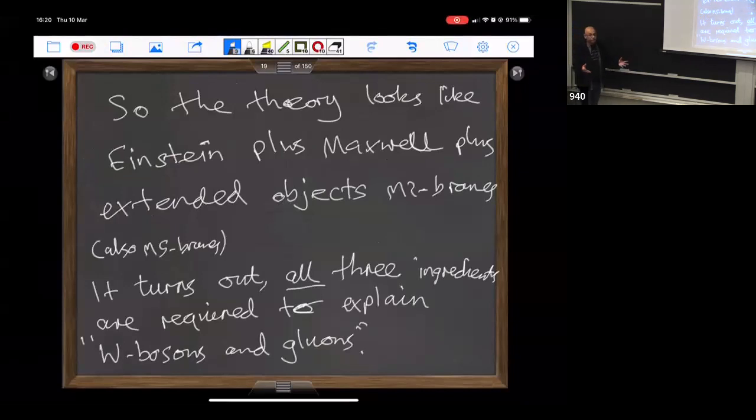Okay, so we've learned something new that we didn't know before, which is that this theory looks basically like Einstein, Maxwell, Dirac, except you don't have electrons, you have these extended objects. And in order to understand the solution to the advertised problem, you need to understand the Einstein part, the Maxwell part, and how these objects enter into the problem, these membranes.